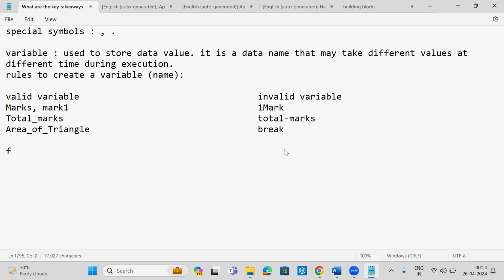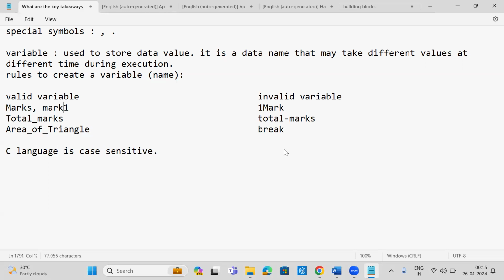Then, C is case sensitive. So it is a very important thing to say. C language is case sensitive. Almost all the programming languages are case sensitive. Few are not, but most of the languages are case sensitive. And C is a case sensitive language.